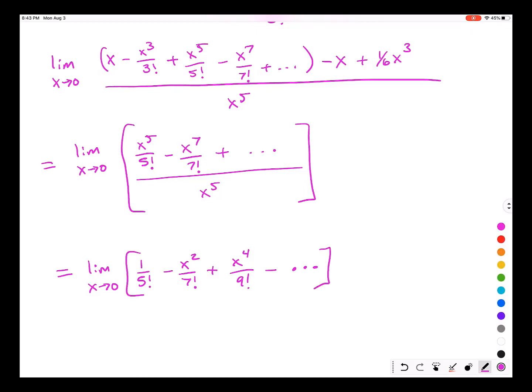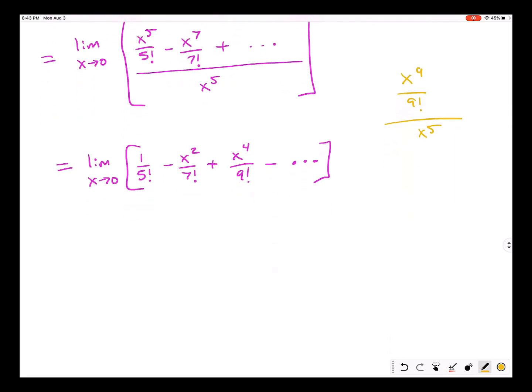So how did I get that next one? Well, let's see. That would be x to the 9th over 9 factorial, and I'm dividing that by x to the 5th. So that would simplify to x to the 4th over 9 factorial. And that pattern would continue to go.